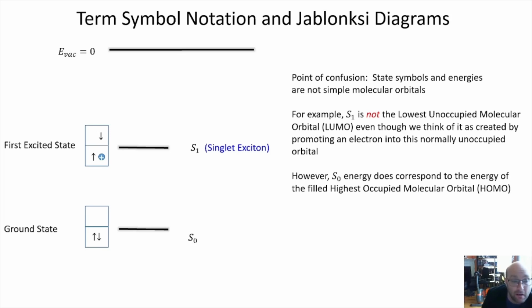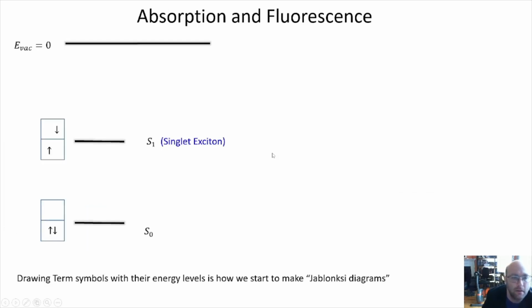And this is the beginning of a Jablonski diagram. In Jablonski diagrams, we're going to talk about drawing transitions between states. Again, not transitions between orbitals, transitions between states. So let's do a little bit more language associated with what we're going to call a Jablonski diagram. We've got our ground state and our first excited state, and that transition from S0 to S1 is what we call absorption. So light absorption means transition from S0 to S1.